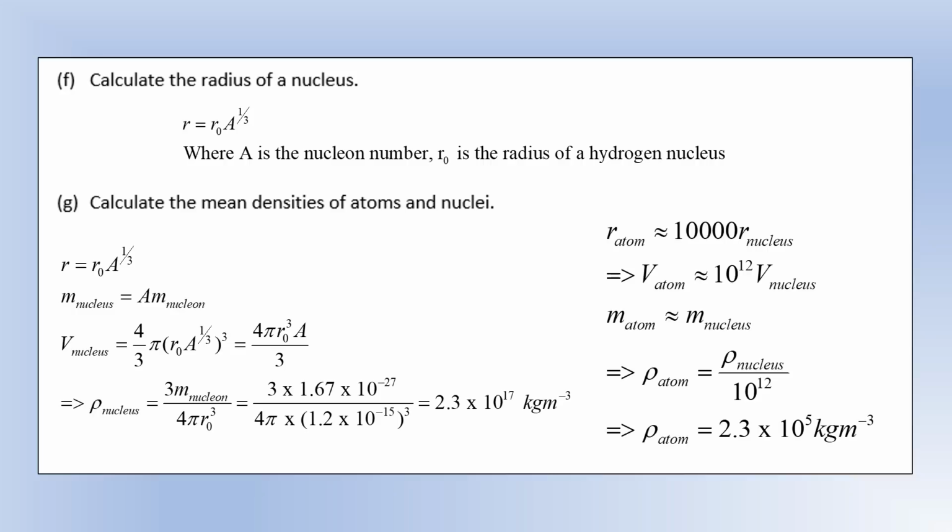Once we know that, because we know the radius of an atom is about 10,000 times the radius of a nucleus, we know the relationship between the volume of the atom and the volume of the nucleus, and therefore we can get an expression for the density of an atom, which is going to be 10 to the 12 or less, so about 2.3 times 10 to the 5. So still quite dense when you think about it, but that would be our atomic density.